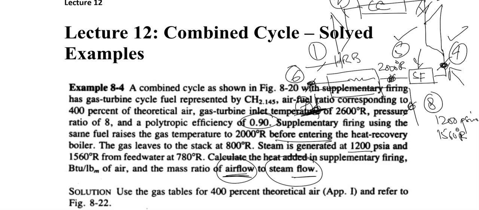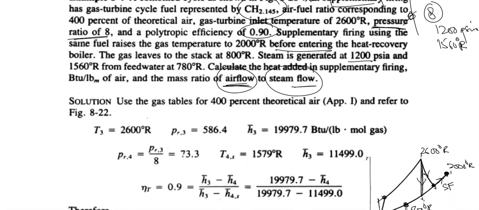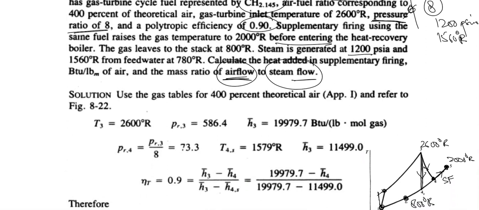The only information at this point is the pressure ratio, which is 8, and the polytropic efficiency, which is 0.9, or 90%. I already know the air fuel ratio, which is 400% theoretical air, and that the fuel is CH2.145. Now, I would either use the ideal gas equations or use the A table, which is available in Al-Wakil.